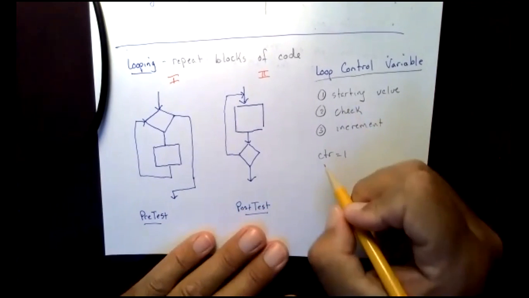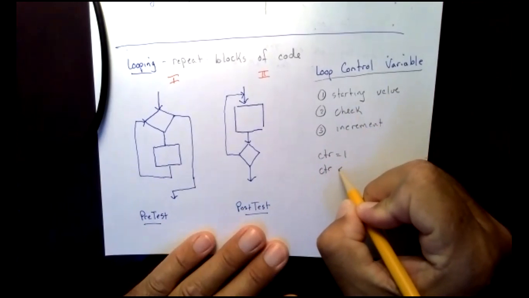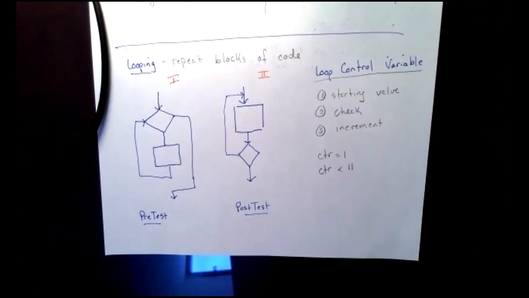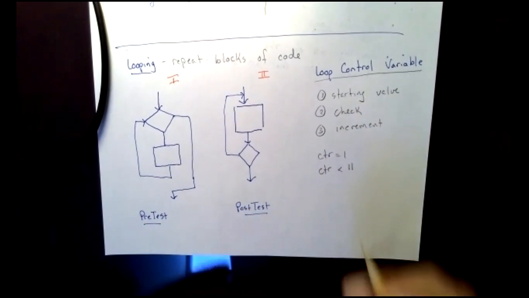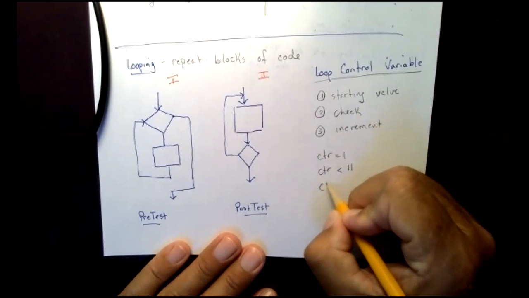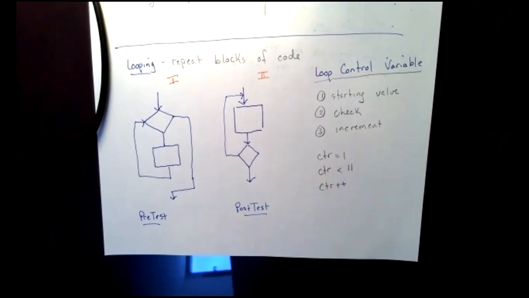Okay, I need a check. So I'm going to check as long as it's less than 11, then I'm good. And I'm going to need to increment. And here's where that CTR++ might come into play. So we're dealing with something called a loop control variable to keep track of how I go through with this loop. Now let's go back to looking at the flow chart.